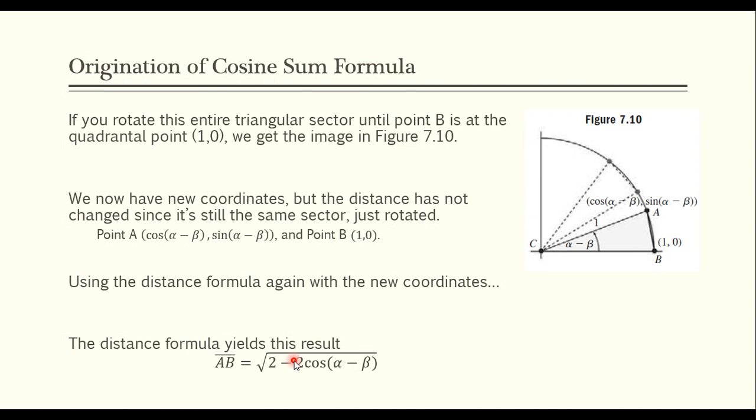Well, I'm trying to come up with the cosine sum formula. I'm trying to figure out what happens when you add two things together. So this is just a really tricky manipulation that somebody came up with way back in the day, and it gave us this wonderful trig identity. But in essence, we have a distance formula for this line segment AB, and we also have a distance formula for this line segment AB, where B is at our quadrantal point, right?